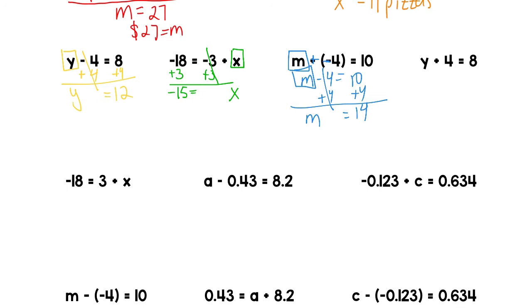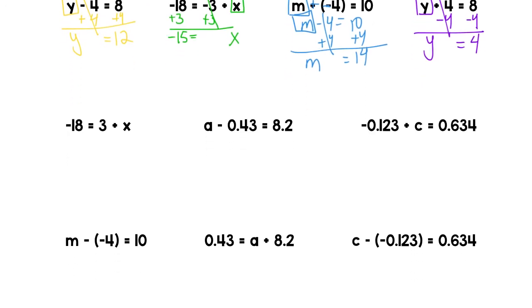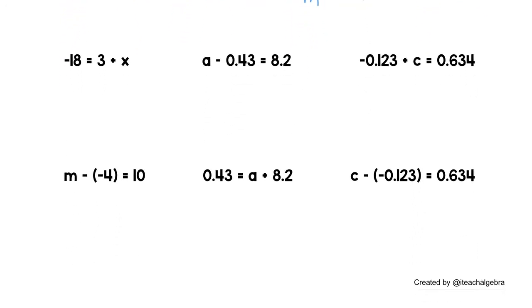Last but not least, on this top row, y is going to stay. Opposite of plus 4 is minus 4 on both sides. Y cancels, equals 4. All right, first row down, second row, ready, set, go.